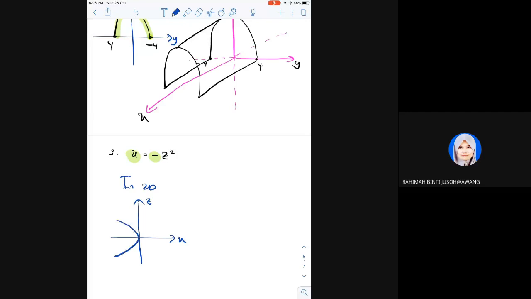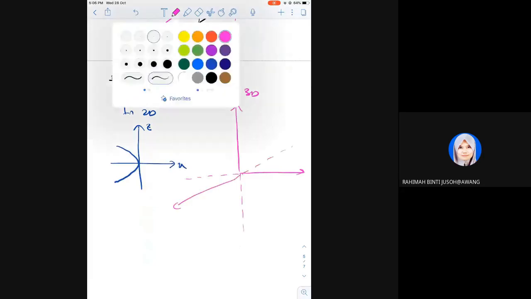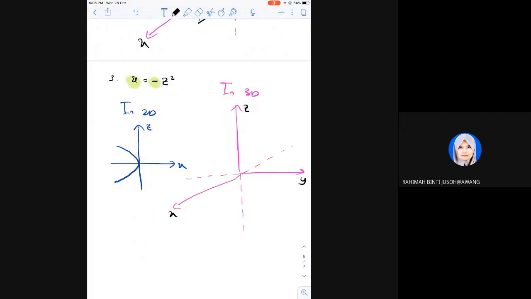So now, let us transform in 3D. X, Y, and Z. Okay, guys. When we say that the curve or parabola is facing negative X, negative X in 3D means which side? On which side, in 3D? Front and back. At the back. Yes, well done. So the green curve, you transform it in 3D at the back. Like that. Understand?